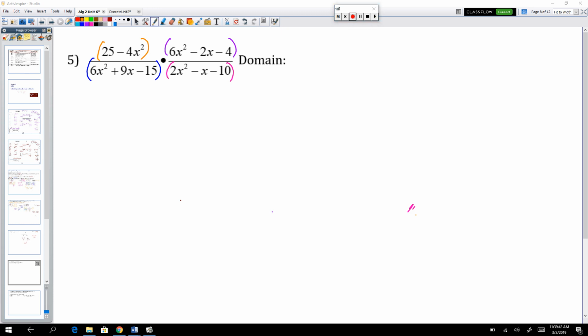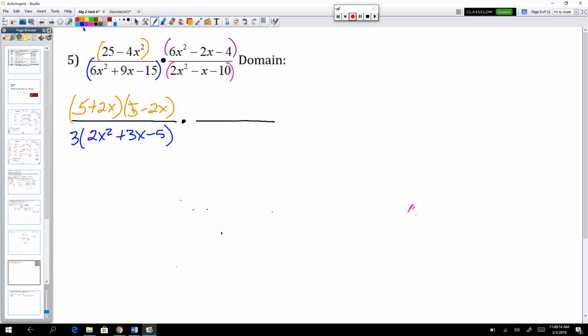And for the orange section, I notice that it is a difference of squares. And so the factorization of that a squared minus b squared scenario is 5 plus 2x and 5 minus 2x. Underneath there, I notice that there is a GCF of 3, so I'll pull that out and leave behind 2x squared plus 3x minus 5. I'll need to continue factoring that, but for right now I'll leave it like that and continue to the next spot. In my purple section, I again have a GCF, so I'll pull the 2 out and leave behind 3x squared minus x minus 2.